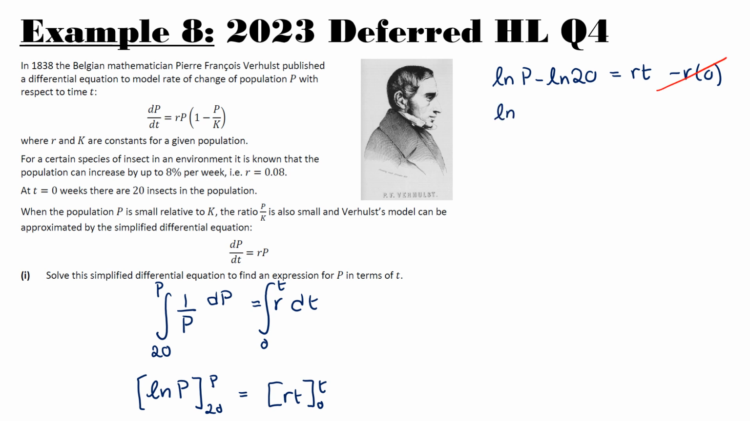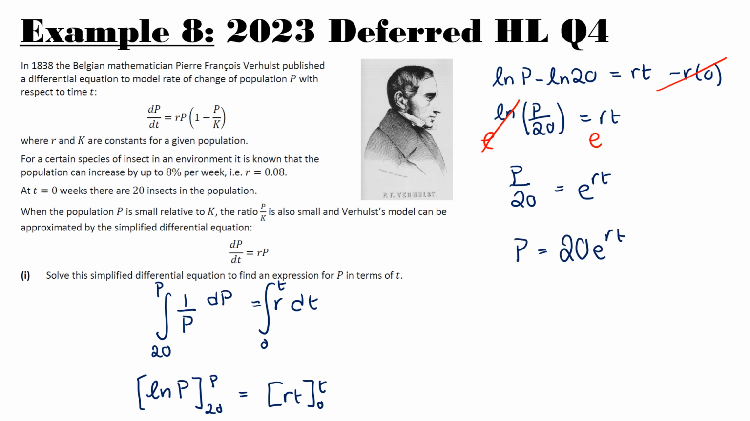The natural logs, we can bring those together using our laws of logs. And then we're going to take e to the power on both sides. That leaves us P over 20 is equal to e to the power of rt. And P is equal to 20e^(rt). And they told us here that r is 0.08. So we can put that in. e to the power 0.08t. So that's our answer.